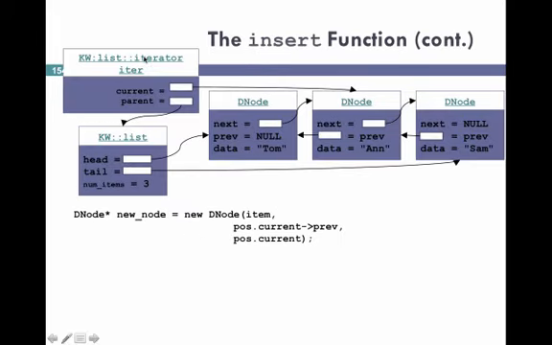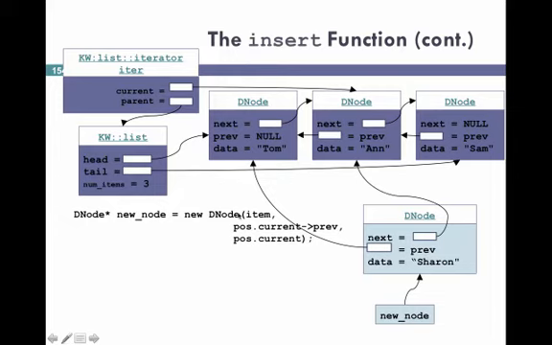So here's the insert function. We've got this list with 3 items. We have an iterator whose current position points to Ann. So the insert function, let's see, we create a new node. The item in this case was Sharon. So here's a position, and its current points to Ann, and here's the previous value in Ann. It points back to Tom. We're going to take that pointer, and that gets assigned to the previous. So now Sharon refers back to Tom as the previous one. And the next is going to be position current, which means Sharon now references Ann.